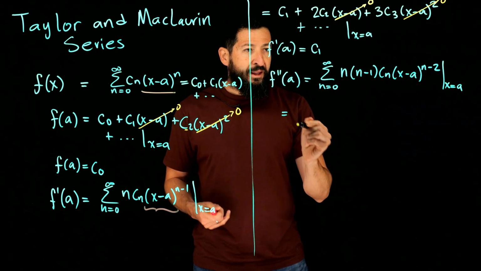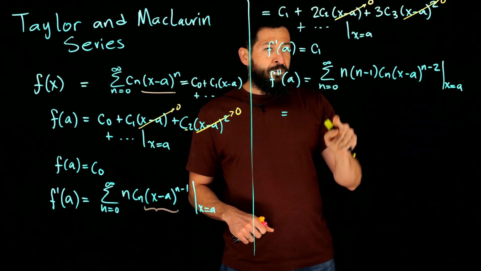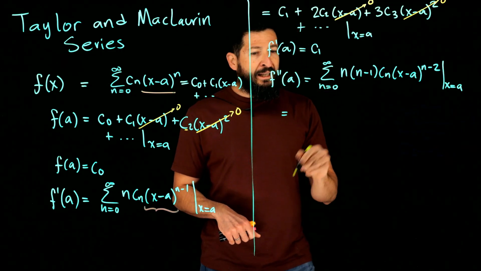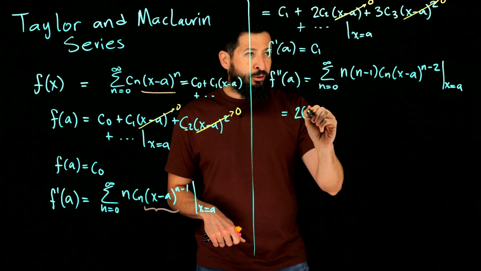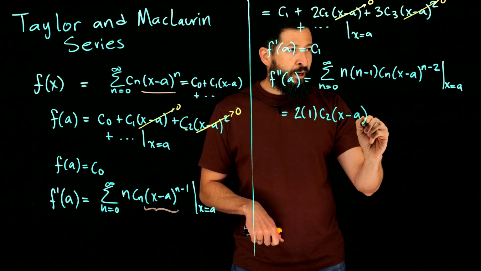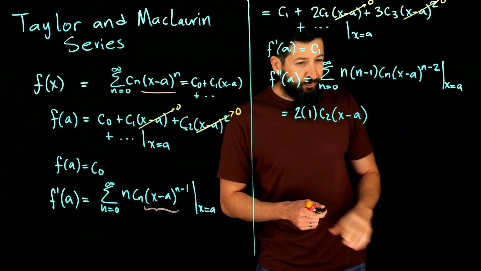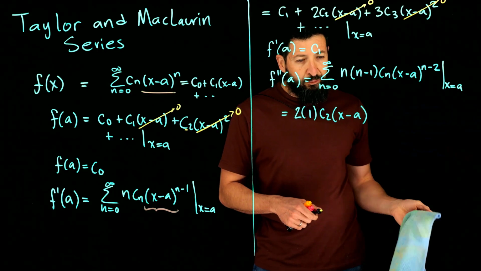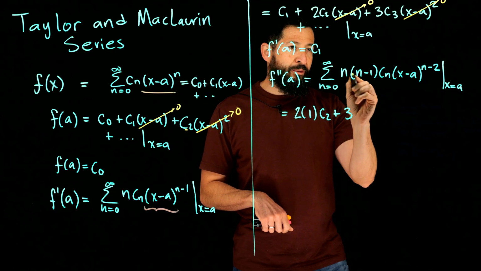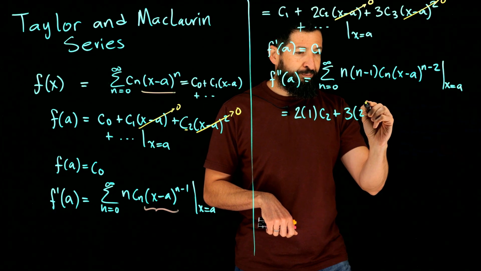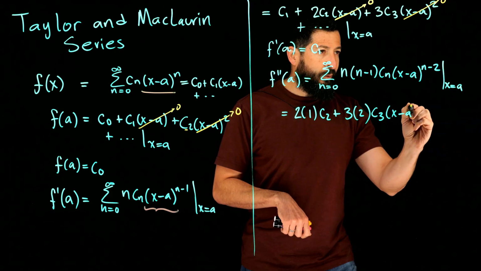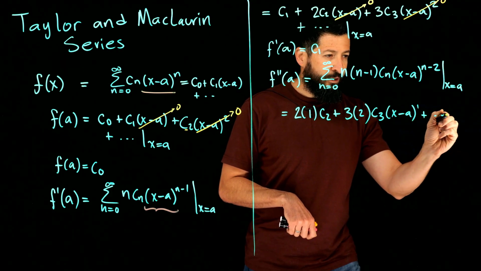Well, let's take a look. When n is equal to 0, this goes away. When n is equal to 1, this expression goes away, 1 minus 1. And so I start with n equal to 2. So I get 2 times (2 minus 1), 1, times c2, (x minus a) to the power of 2 minus 2. I should not have written that. That's just going to be to the power of 0, which is 1, plus the next one, when n is equal to 3, I drop the 3, 3 minus 1, 2, times c3 times (x minus a) to the power of 3 minus 2, 1, plus dot, dot, dot.